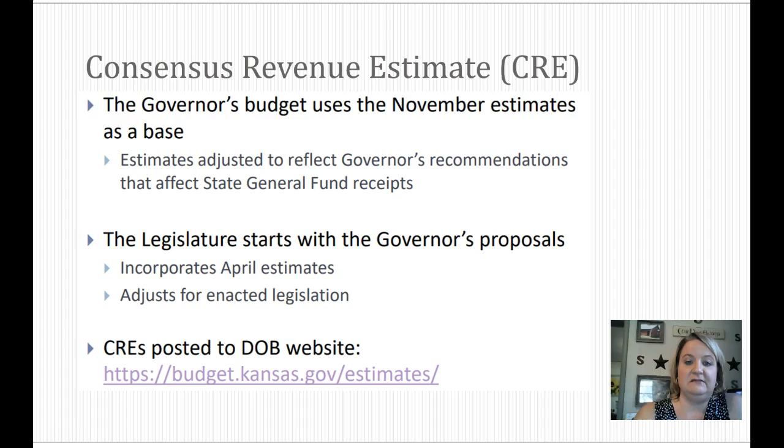The governor's budget uses the November estimates as a base, and the estimates are adjusted to reflect the governor's recommendations, and that affects the State General Fund's receipts. The legislature starts with the governor's proposal. They incorporate April estimates and adjust for enacted legislation. And you can see the CREs there posted on the Department of Budget website, and that is below.